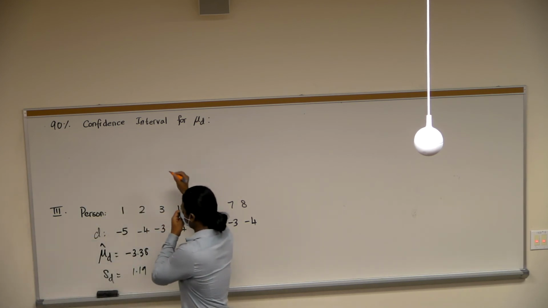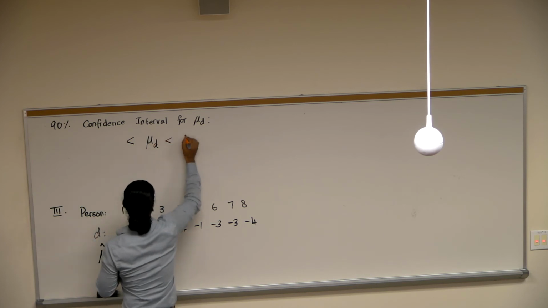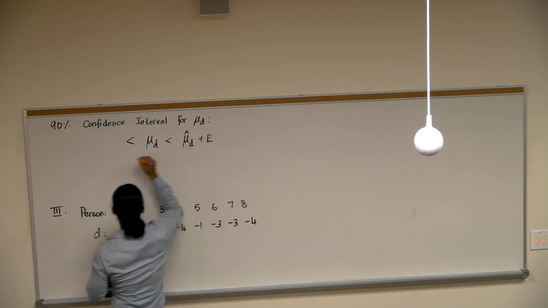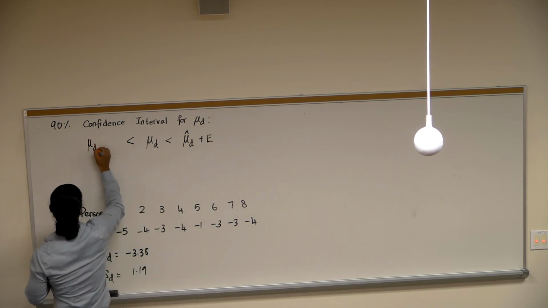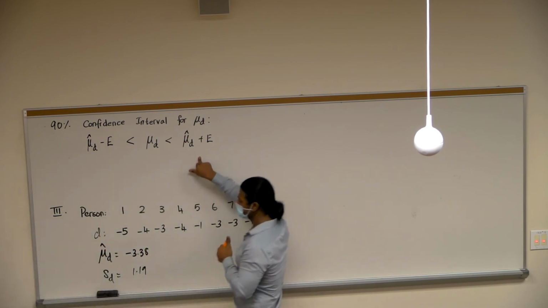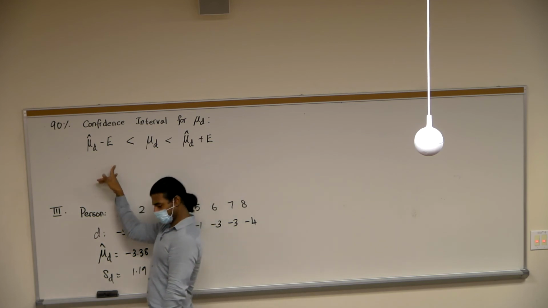So the confidence interval for mu d is mu d hat plus E, the upper bound, and mu d hat minus E.